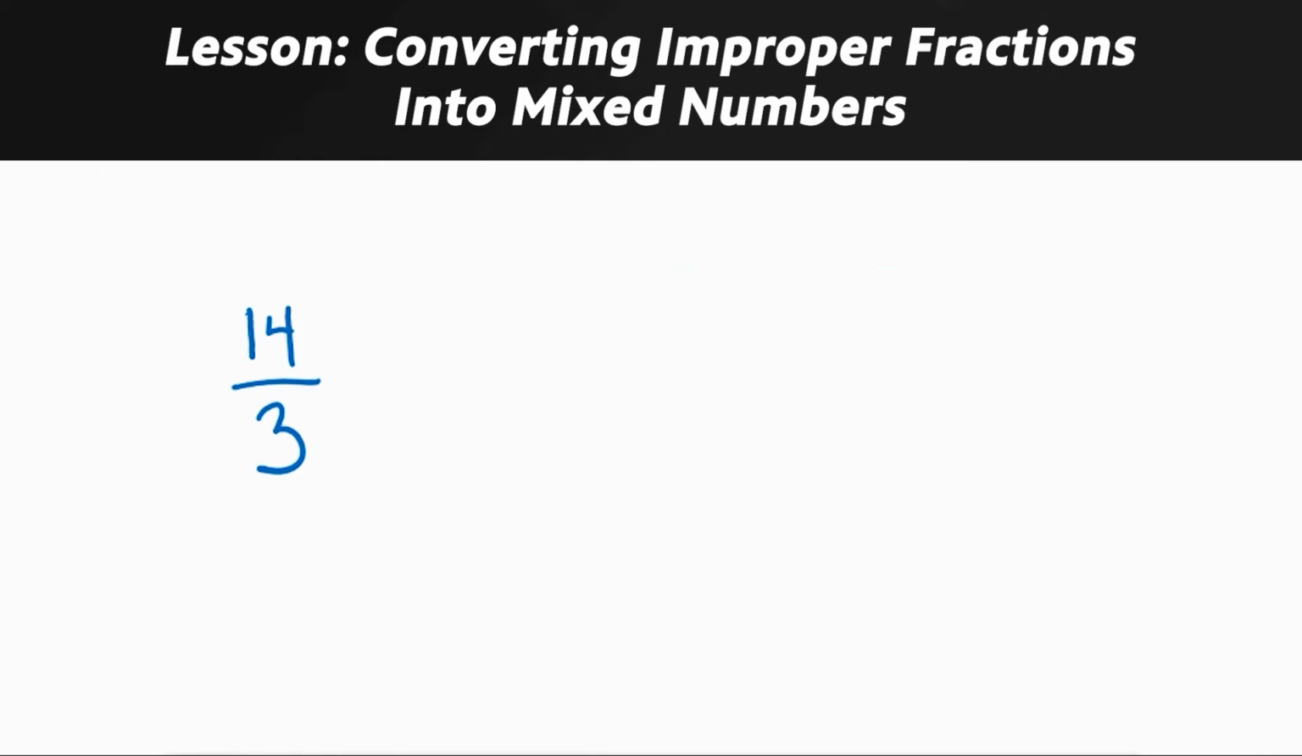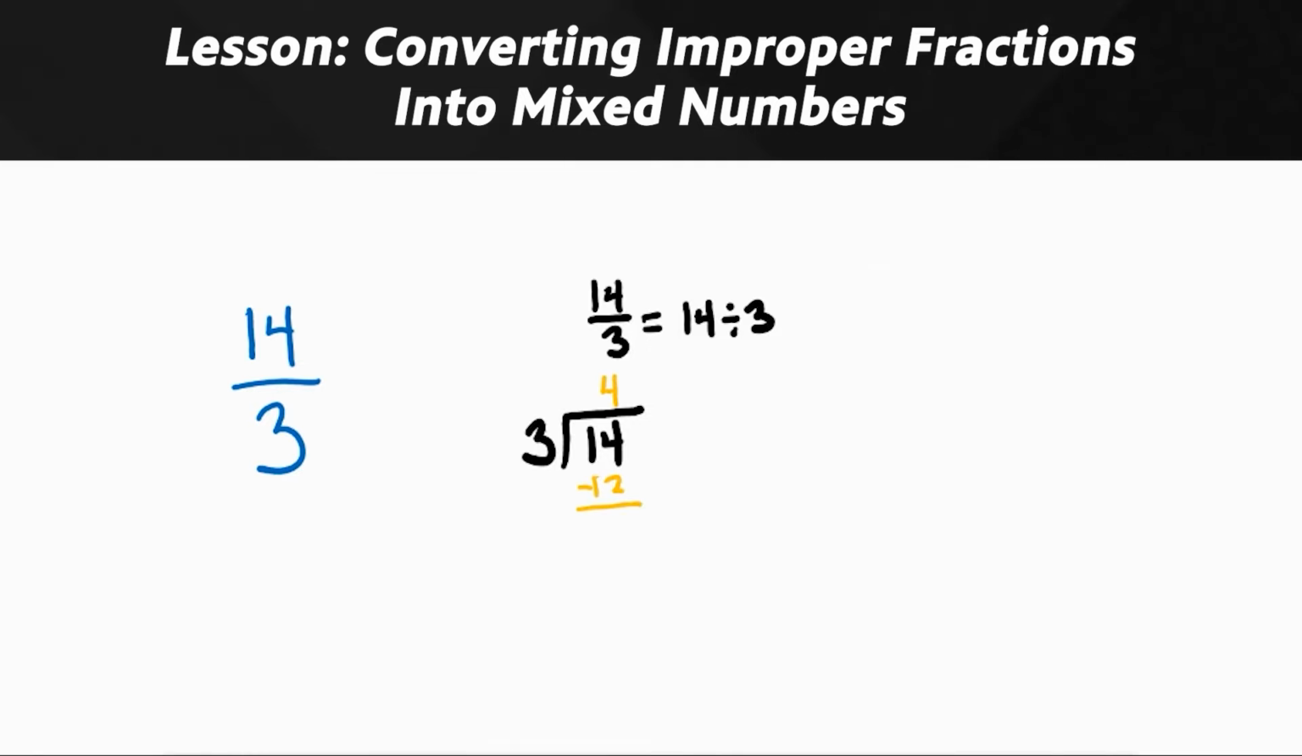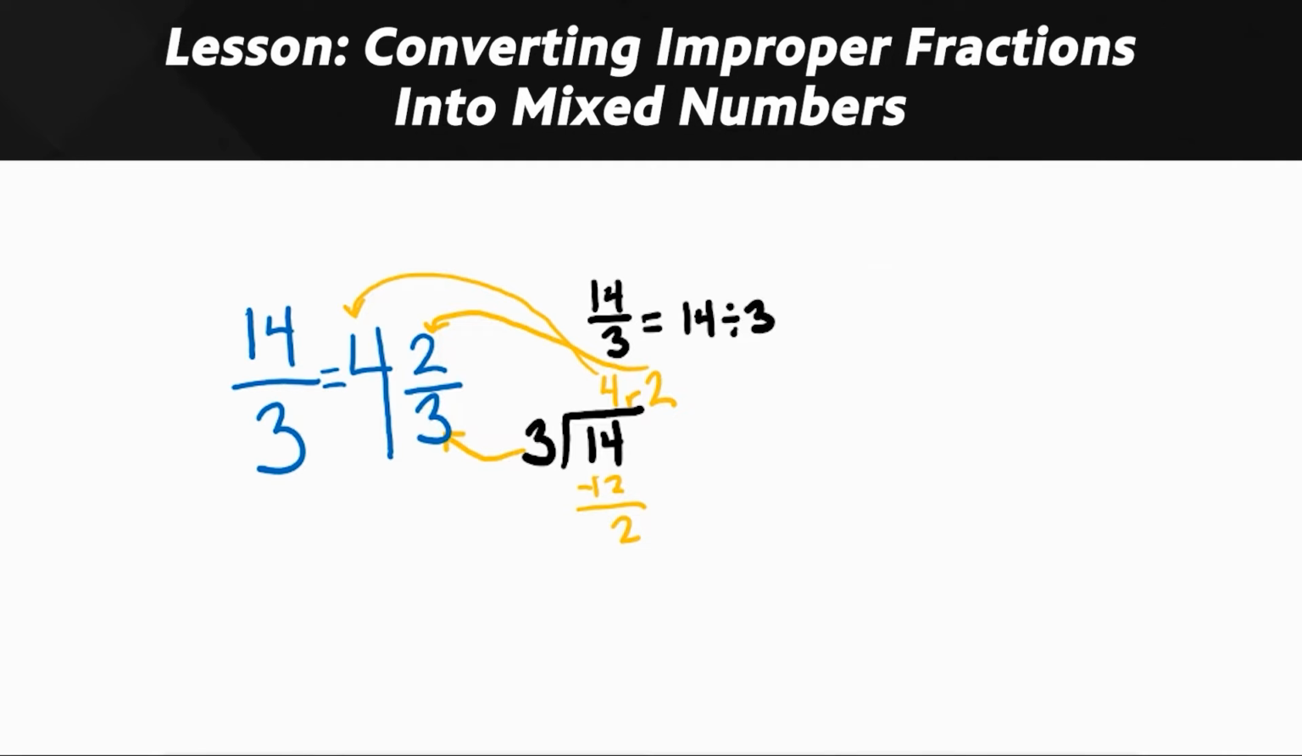How do you convert from an improper fraction to a mixed number? Piece of cake. It's all about making it a division problem. 14 over 3 is the same as 14 divided by 3. 14 divided by 3 is 4 remainder 2. So the 4 becomes the whole number, the remainder becomes the numerator, and the denominator stays exactly the same.